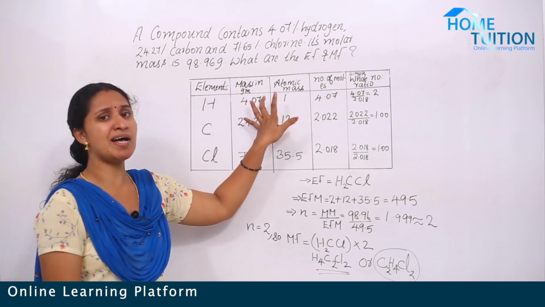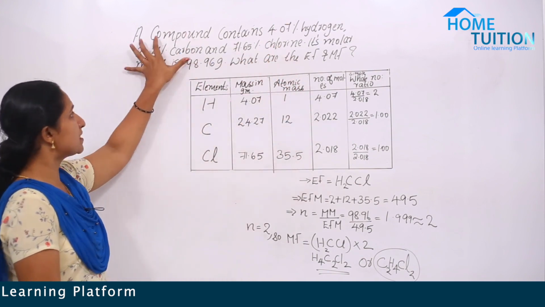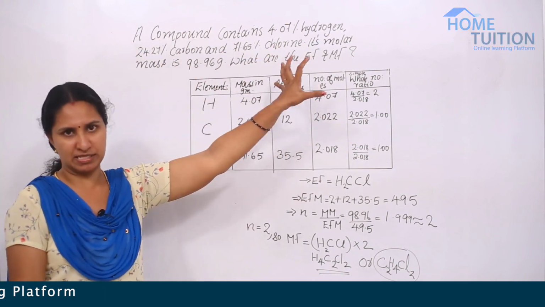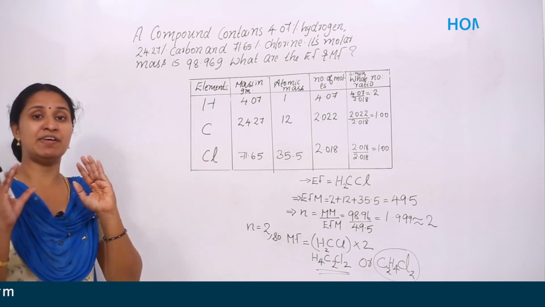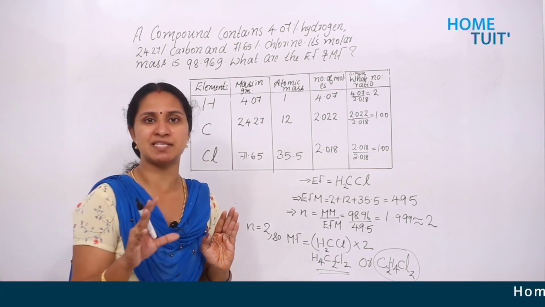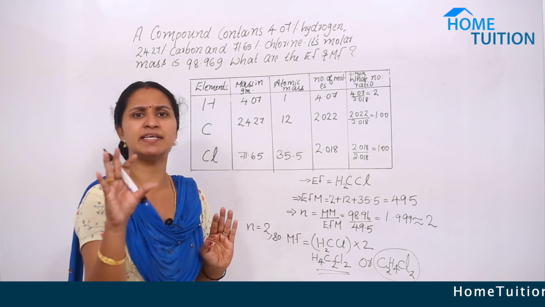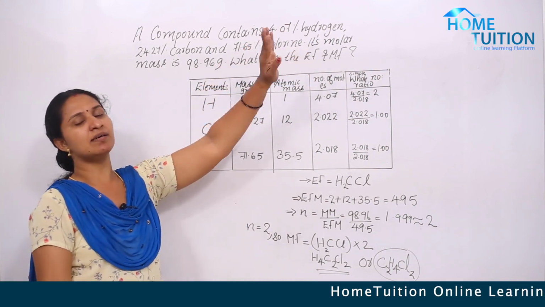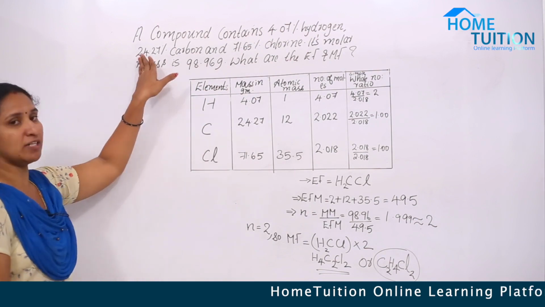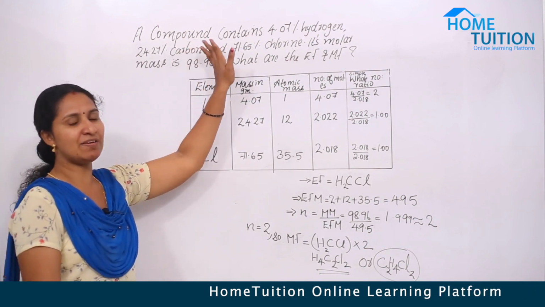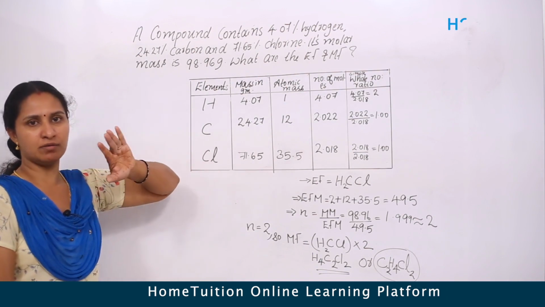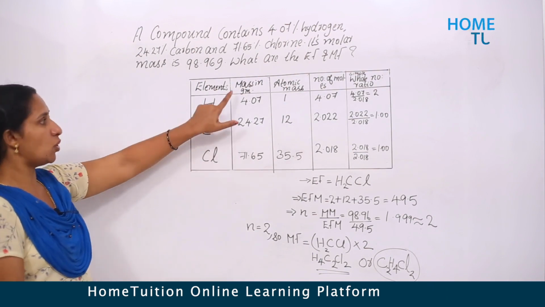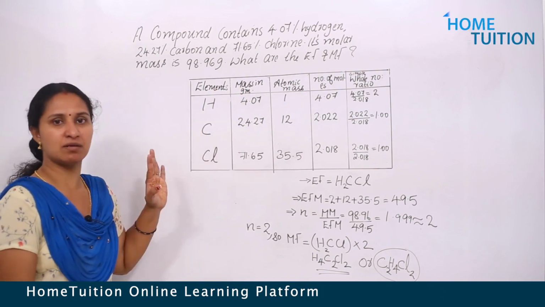And next one, mass in gram. Here the mass is given in percentage. There is a mass percentage, and we consider the total as 100%, or 100 gram. Out of 100 gram, 4.07 gram hydrogen, 24.27 gram carbon, 71.65 gram chlorine. Okay, we consider in that sense. So, mass in gram, that's the next column.